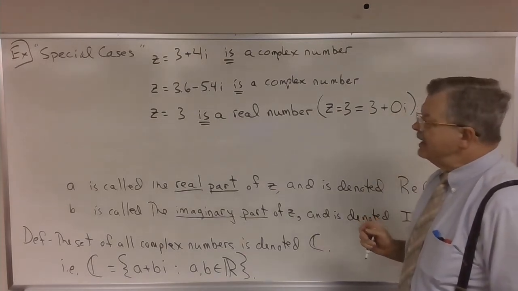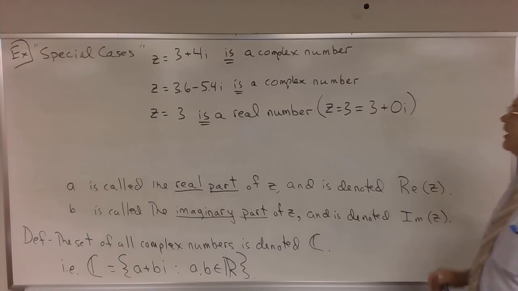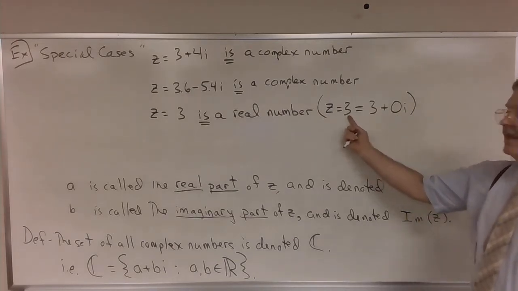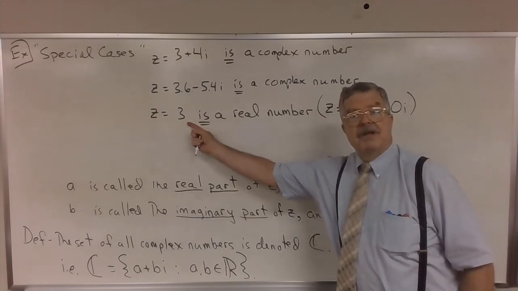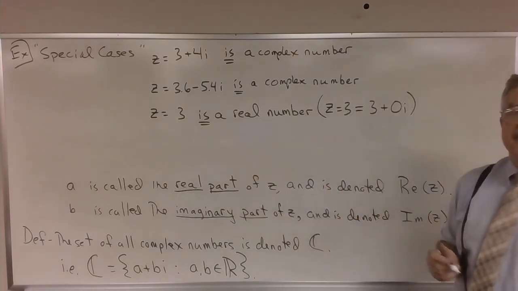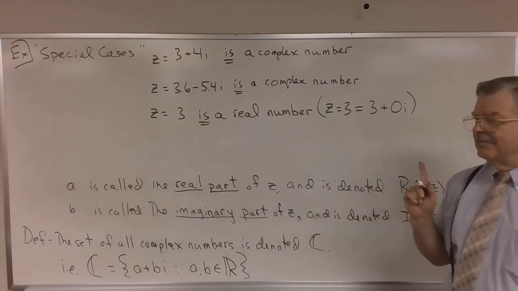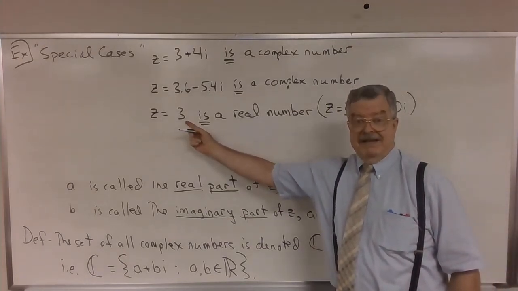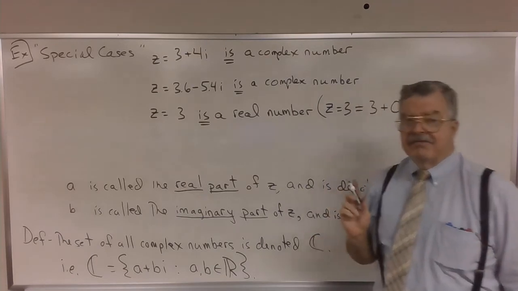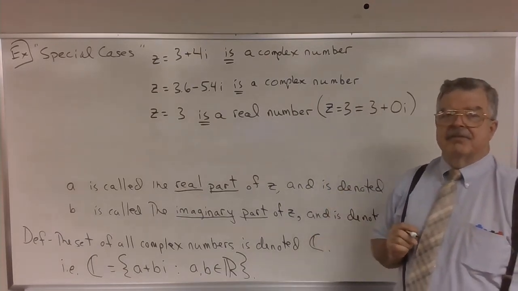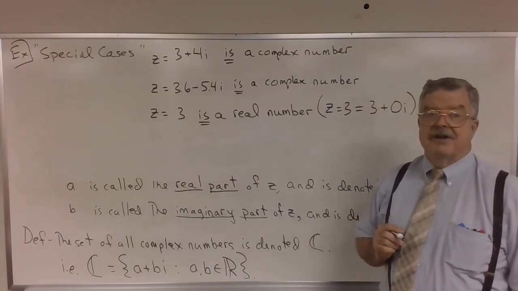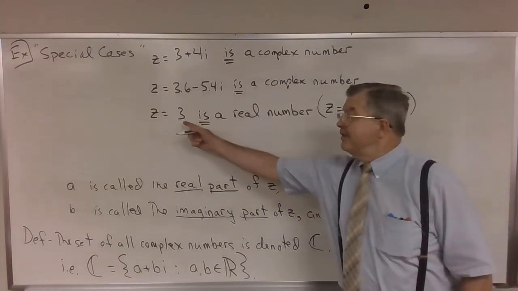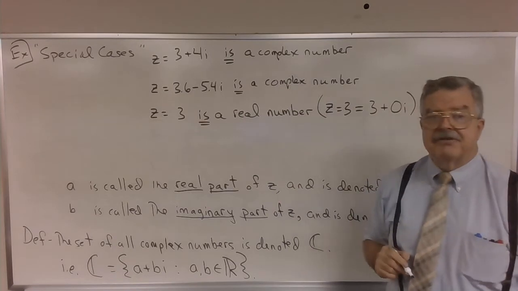So the bottom line here, what we want to remember is that every real number is also an imaginary number. No. Every real number is also a complex number. Every real number is a complex number. The converse is not true. Not all complex numbers are real numbers, but every real number is a complex number.